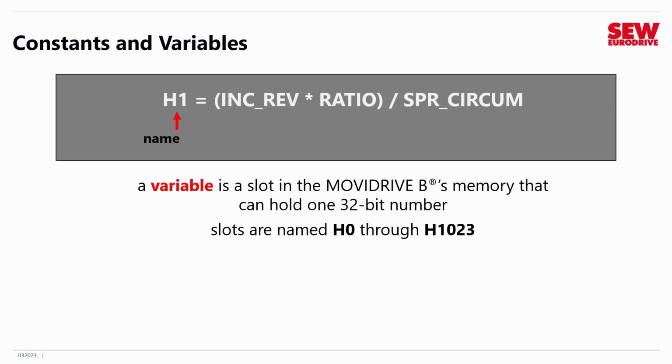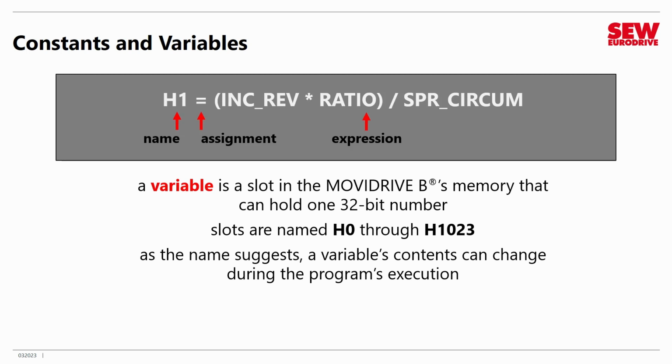So here's a case where we're referring to the variable by name. We're using its name, which is H1. That's the location in memory. We then have an equal sign. We call this an assignment. We're assigning a value to a location. And then finally, we have the expression. This could be as simple as just a plain old number, or in this case, it's actually the results of a calculation where we multiply two values and then divide by a third. So just remember, as the name suggests, the variable's contents can change during the program's execution, and it will, and that's what makes the program work.